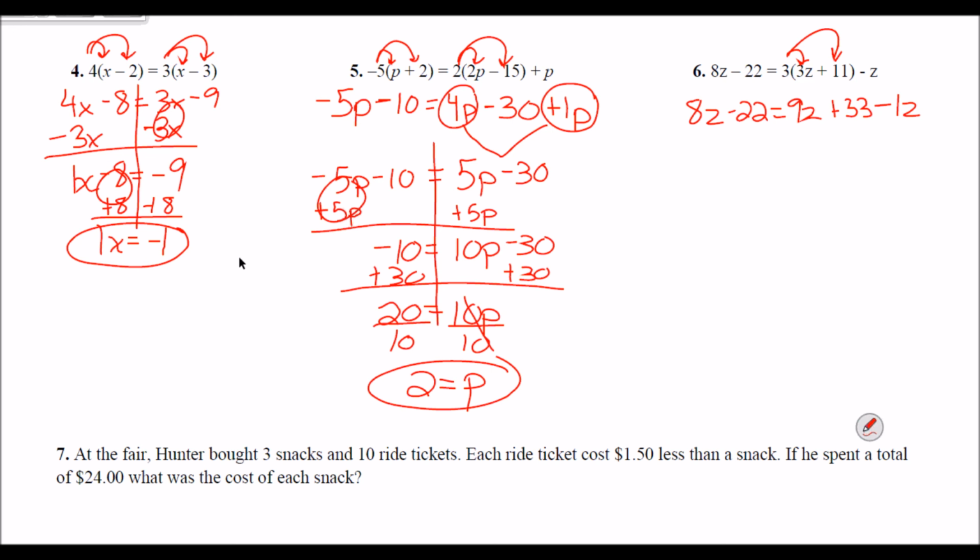On the left side, 8z minus 22 cannot go together. Right side, I have a 9z and a subtract 1z. So if they go together, it makes 8z on the right side. And on the left side, I have 8z minus 22. Draw my line. And again, I notice I have a variable on the left and a variable on the right.